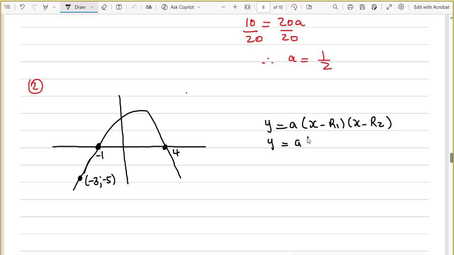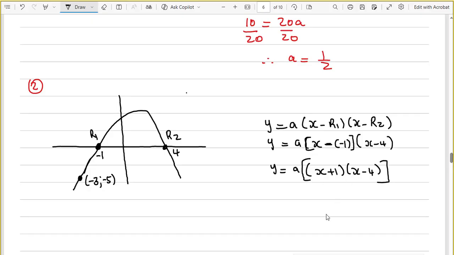It's a into x minus the first root. This is r1, and this will be your r2, meaning your r1, that's minus 1. Please don't forget, put it inside the bracket. Then the other side will be x minus 4. Okay, then y will be a into minus times minus 1, that's positive. And then this is x minus 4.